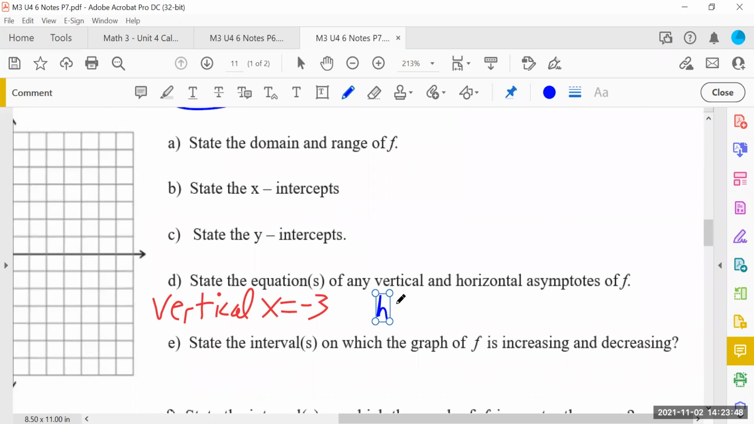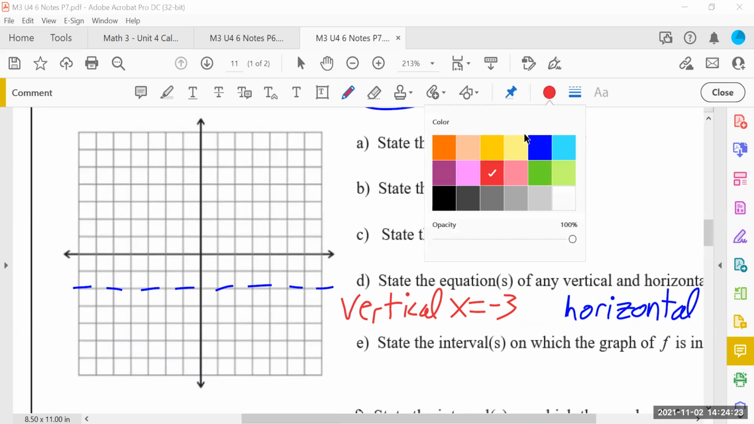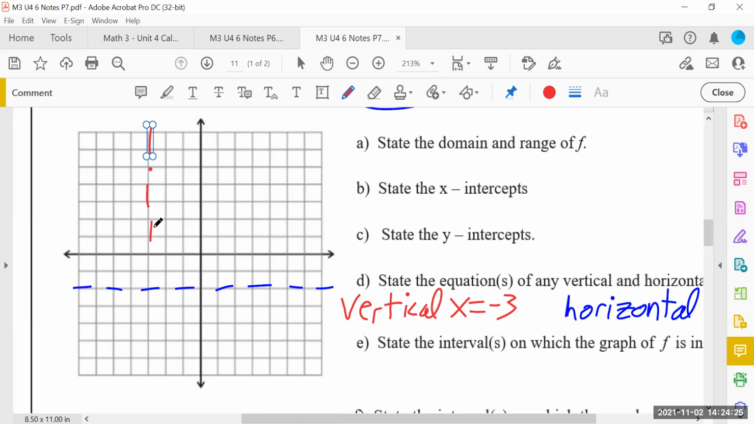So the horizontal, careful, don't switch it. Not x equals either. Back up. Y equals negative 2. Right? The horizontal asymptote is always y equals, and it's just whatever the k value is. Don't switch it, don't do anything. Just whatever that is, that's your answer. So now I'm going to graph those. Here's negative 2. Here's negative 3.